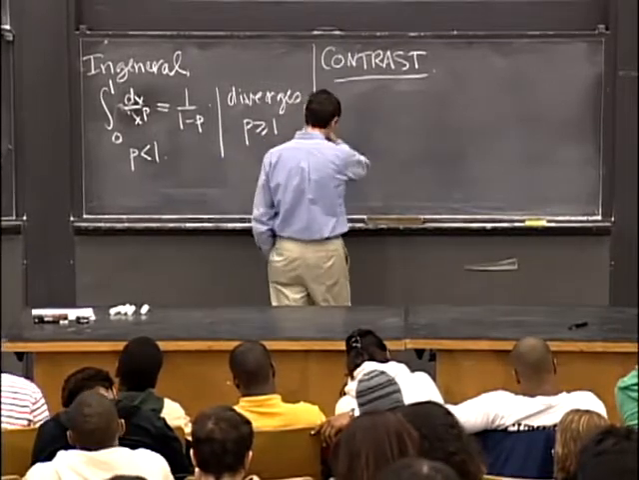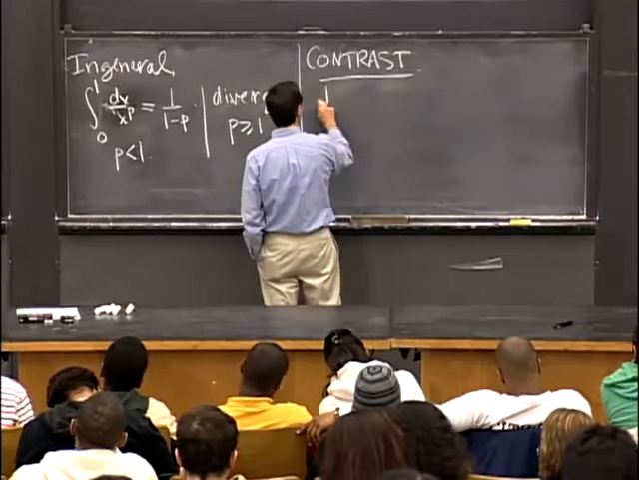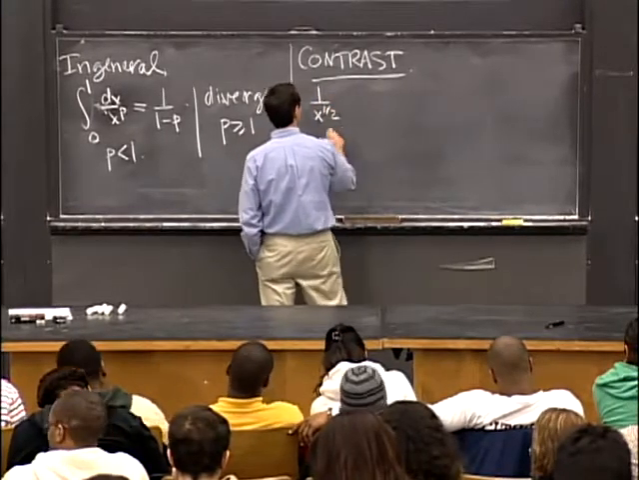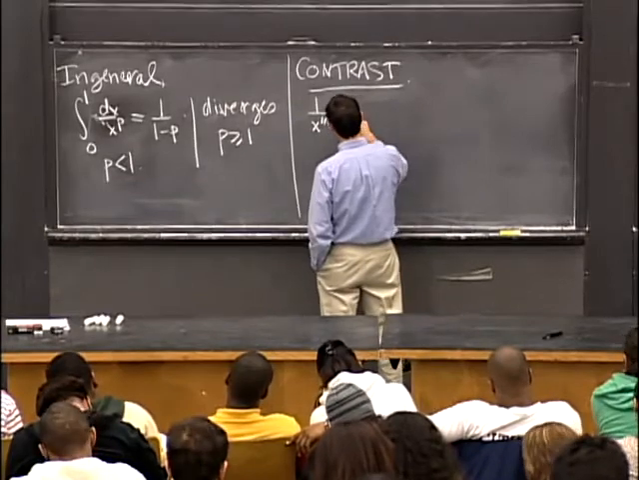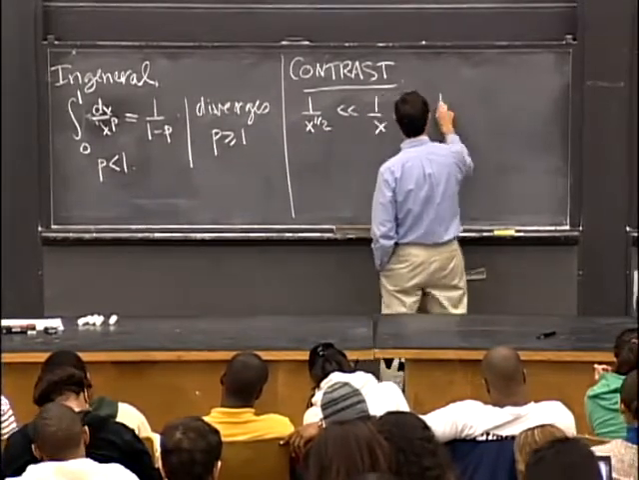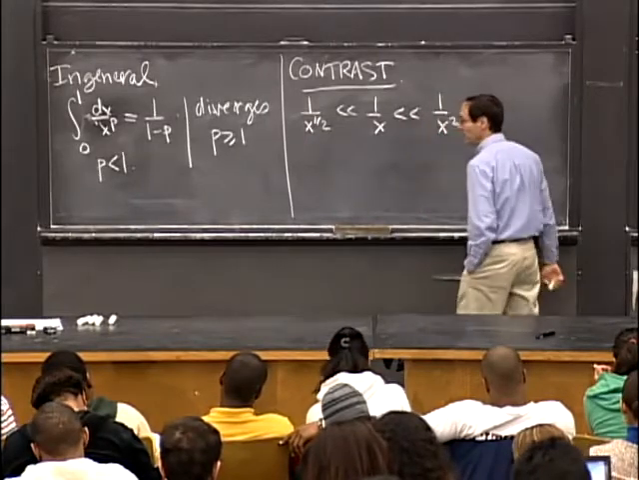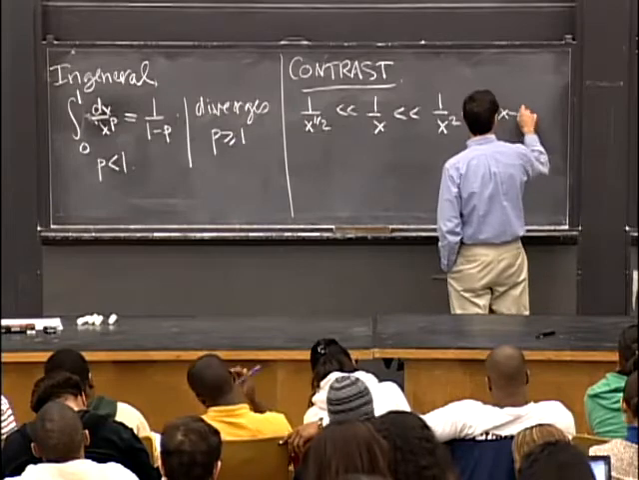First of all, if I look at the angle that we've been paying attention to right now, we've just considered things like this, 1 over x to the 1/2, which is a lot smaller than 1 over x, which is a lot smaller than, say, 1 over x squared, which would be another example. This is as x goes to 0.